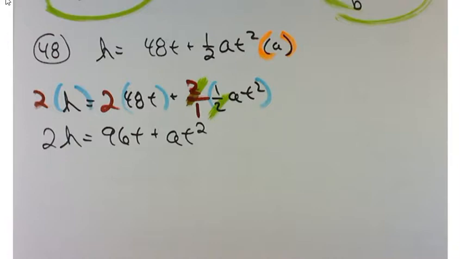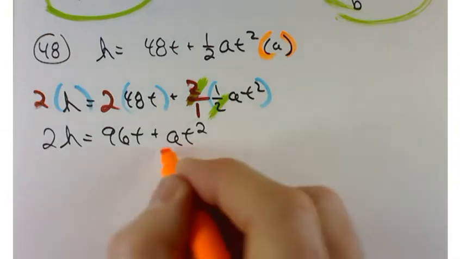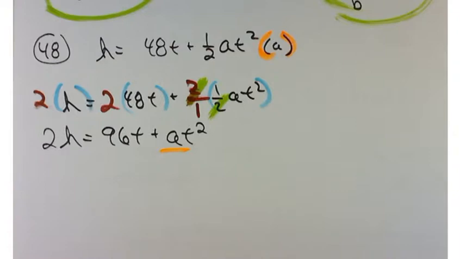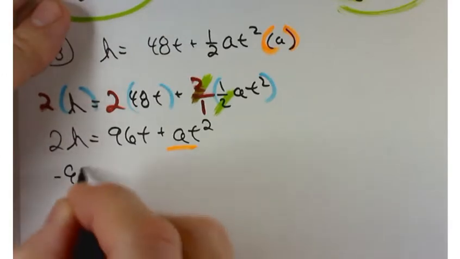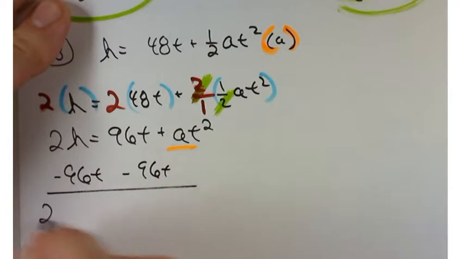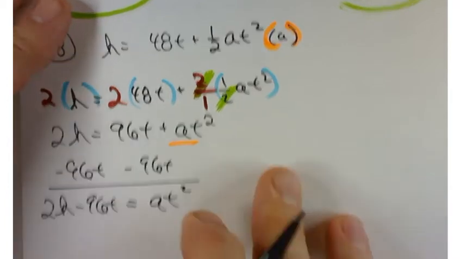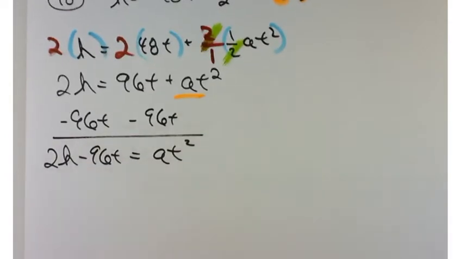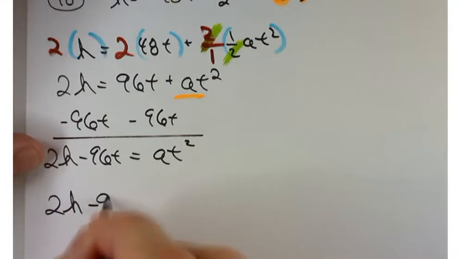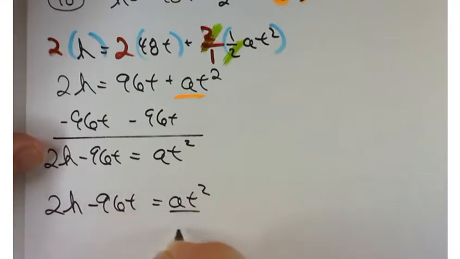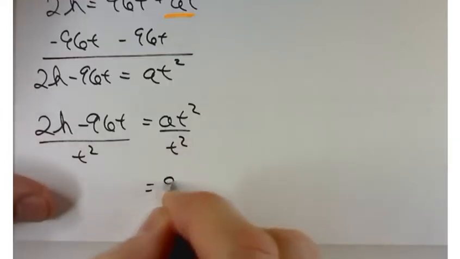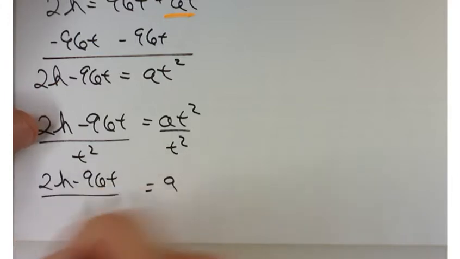Looking better. At least we don't have any ugly fractions around. Christian. Now what? We'll eventually solve for a right there. Will be an easy next step. Perfect. Subtract 96t from both sides is exactly the answer I was hoping for. At squared. That's looking a lot closer to home. Muhammad. Now what? What's the last step to solve for a? Yeah, perfect. Divide both sides by t squared. So you're left with a equals 2h minus 96t over t squared.